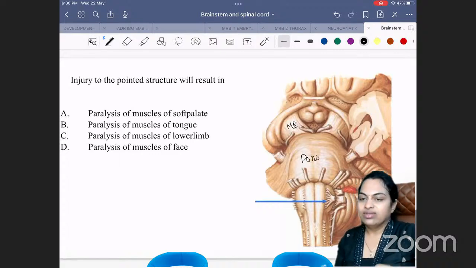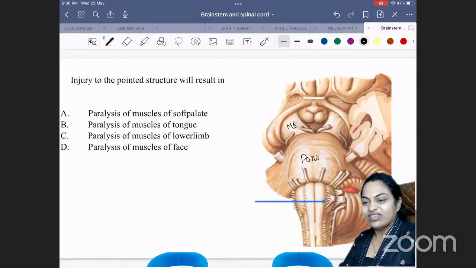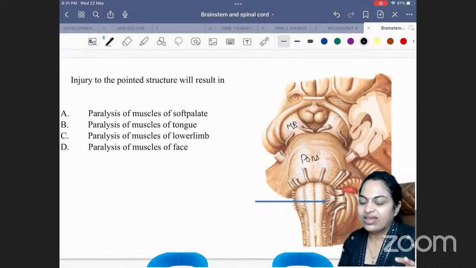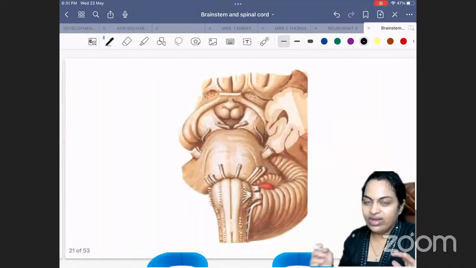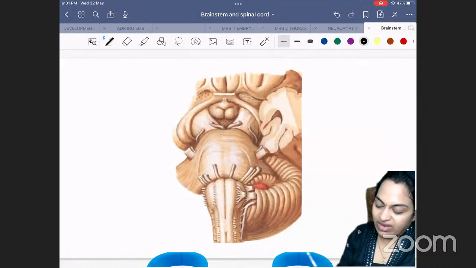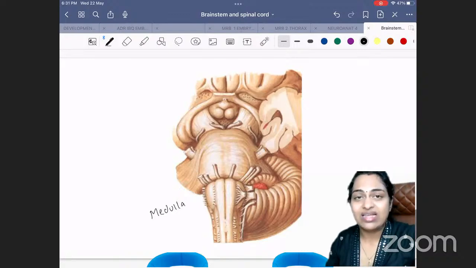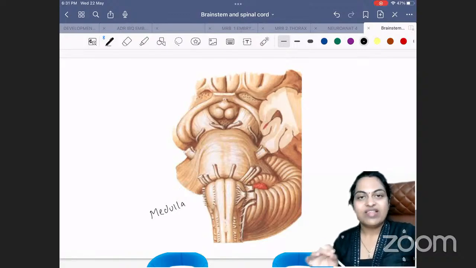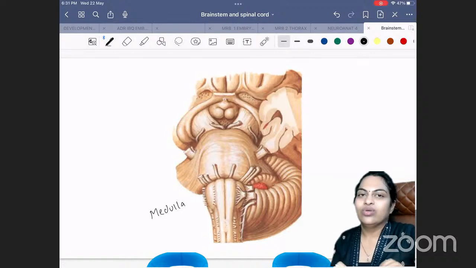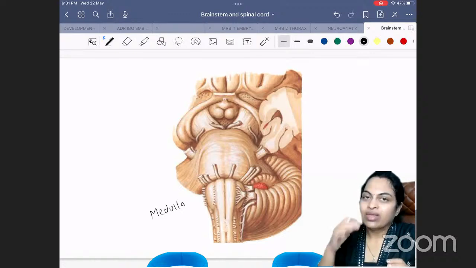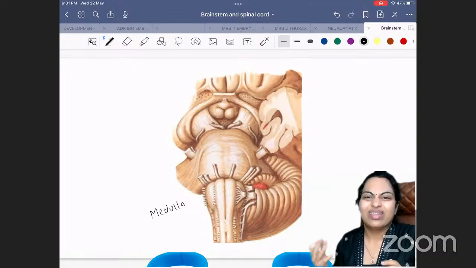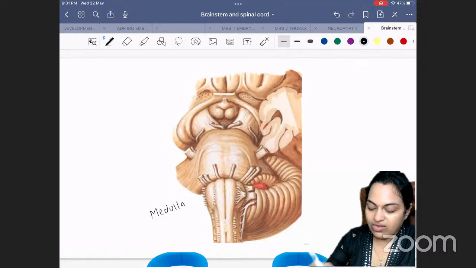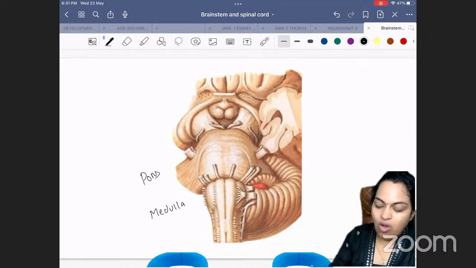So the pointed structure is which cranial nerve? Okay, just one outline about the brainstem and its ventral surface. So this is the medulla. Guys, these are the basic things that you should definitely know. You cannot attend a theory exam or a practical, or even touch a patient or read any report, without knowing these basic things. So that's the medulla. This is pons, and this is the region of midbrain.